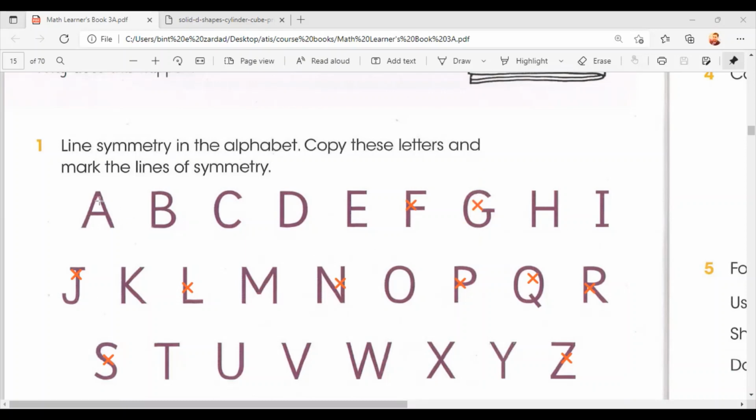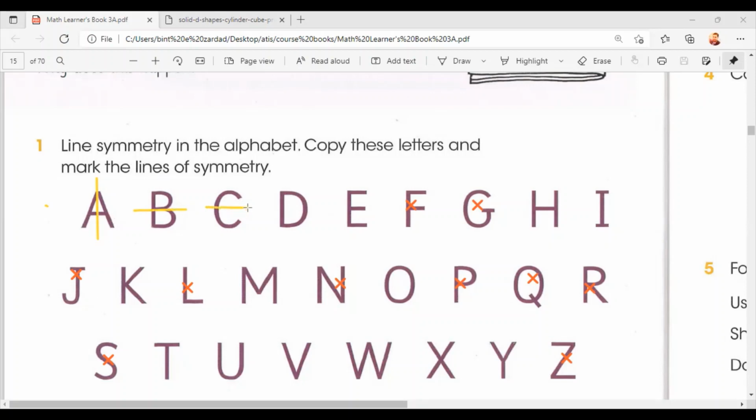Okay, now let's start from A. Can we make a symmetric line? Yes, we can make it. Both sides should be equal, from up, from down. So the left side is as it is on the right side. So there is a line of symmetry. If we want to draw like this on the other side, not possible. So there is only one line of symmetry.